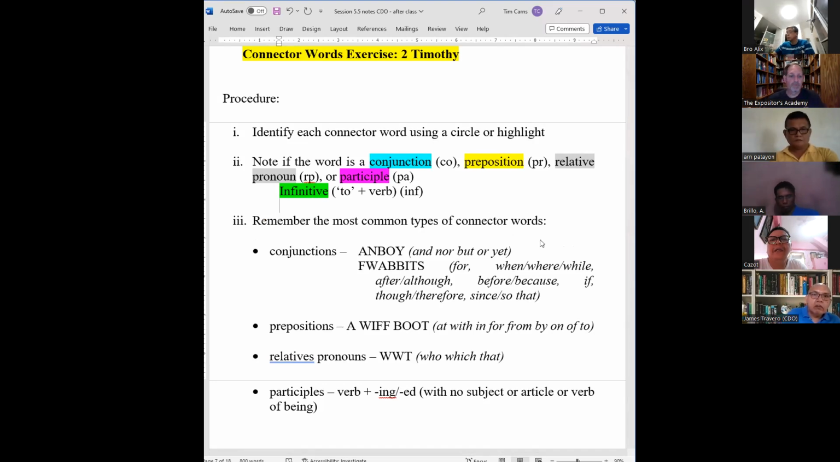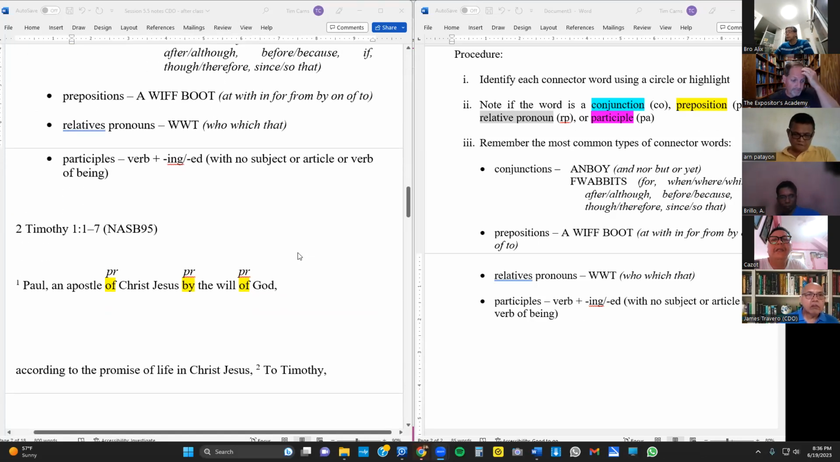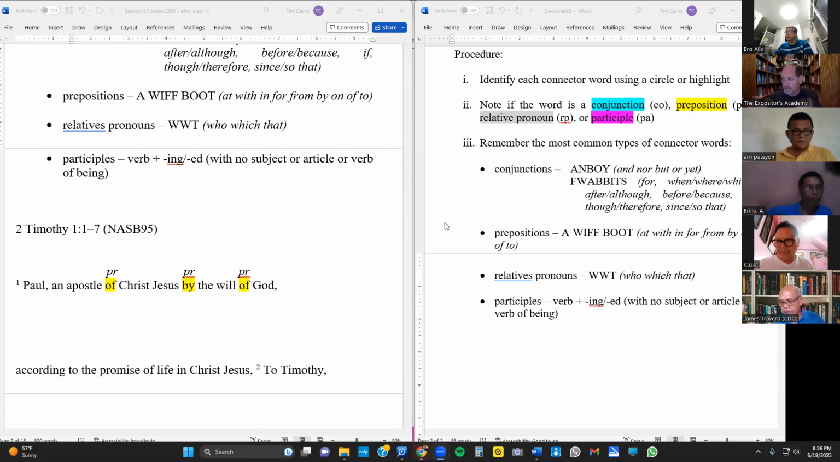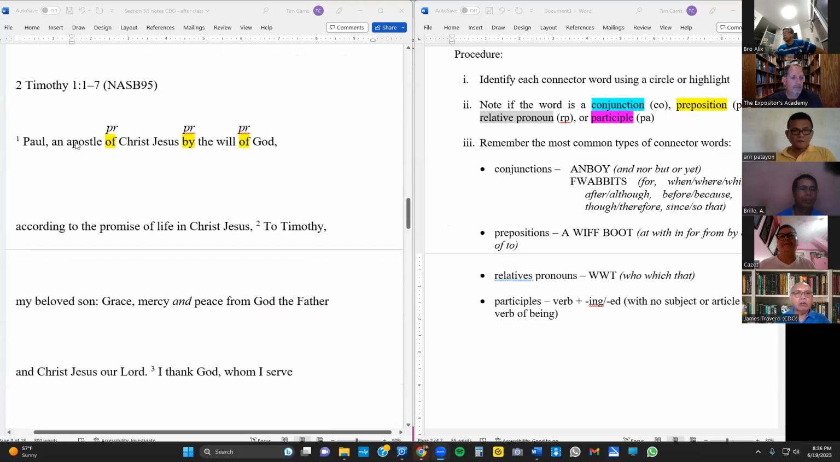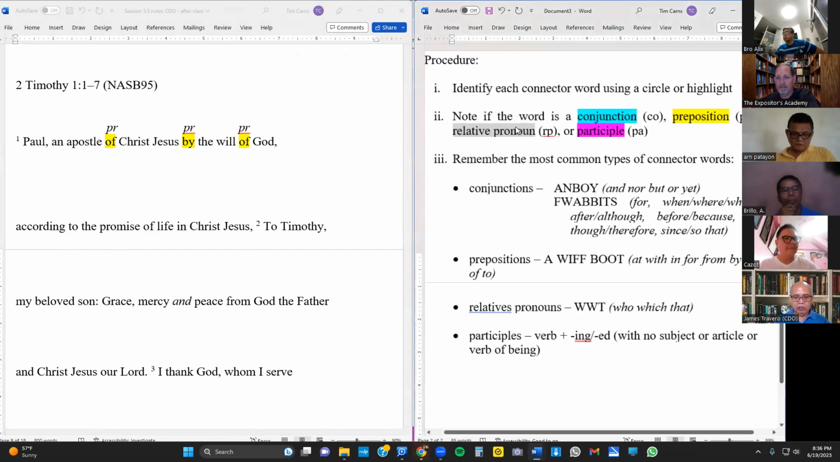All right? So here's what it's going to look like. I just started with verse 1. I'll do verse 1 for you, and then I'll give you time to work on this yourselves, and then we'll go over it together, all right? Here in verse 1, we have Paul, an apostle of Jesus Christ by the will of God, according to the promise of life in Christ Jesus. So here, I'm going to look for my connector words, and I've got it on the right here.